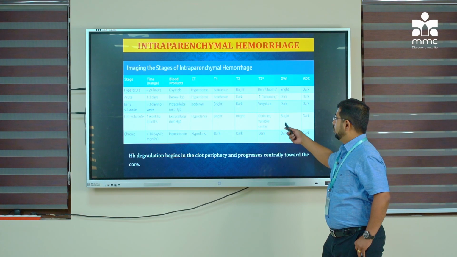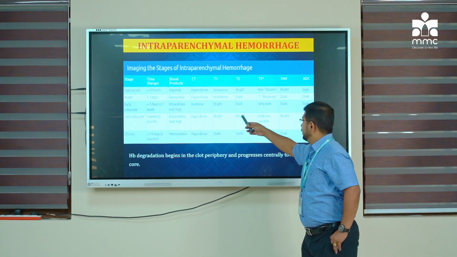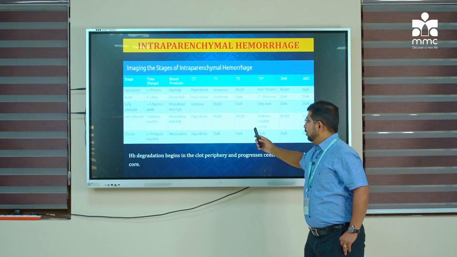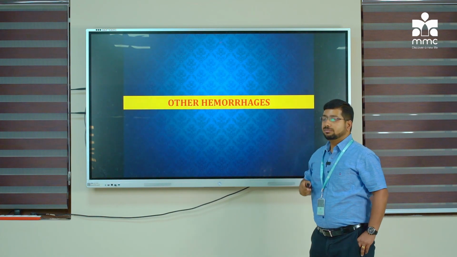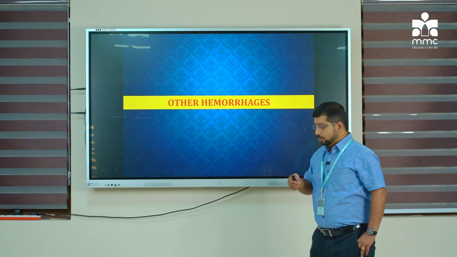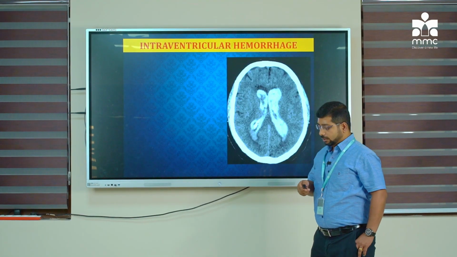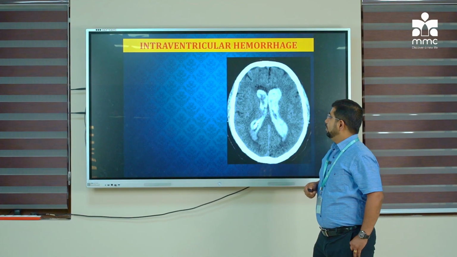So, subacute hemorrhage, in T1 and T2, it will be bright. In T1, CSF will be black and in T2, CSF will be white. The rest of it we will come to in the other classes. Then we have intraventricular hemorrhage.